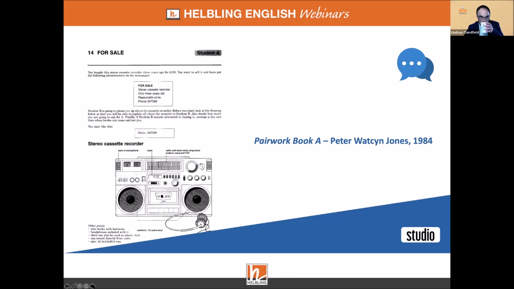Here's another example. I love this because it shows the old technology from the 1980s of a stereo player. So you have that information about selling one, and student B is going to phone and ask about the cassette recorder, and they're going to ask you questions. He has information and you have different information. And so you do the phone call like that. So that's a classic Pairwork activity.